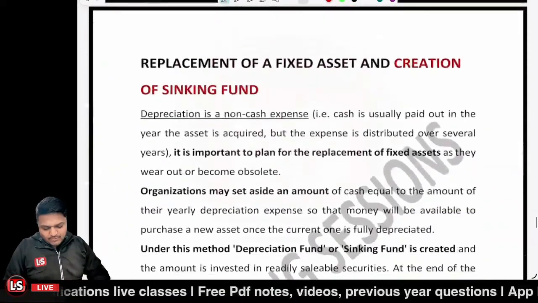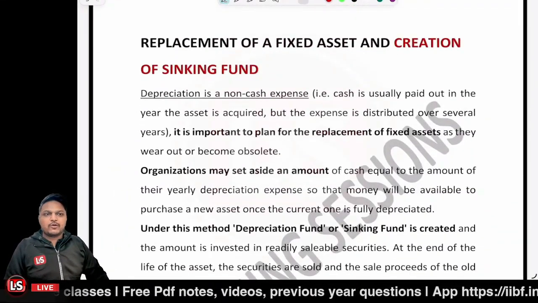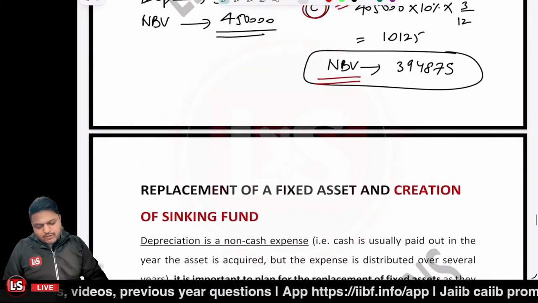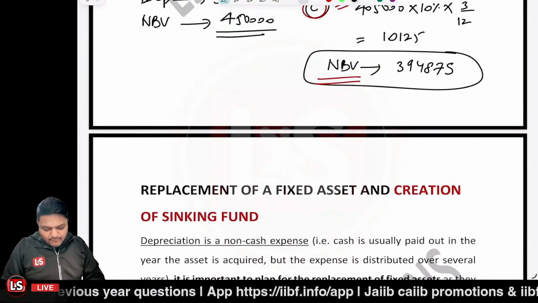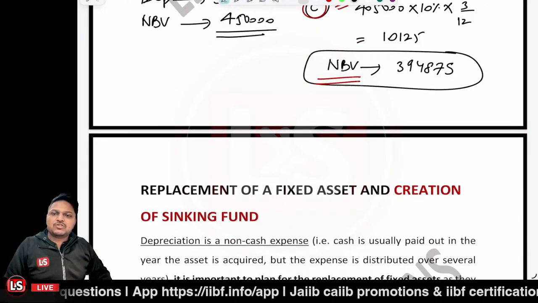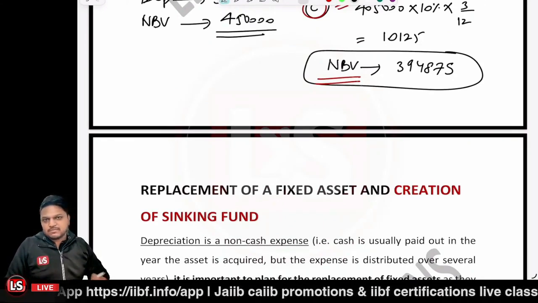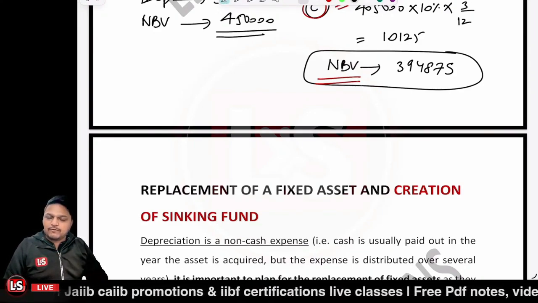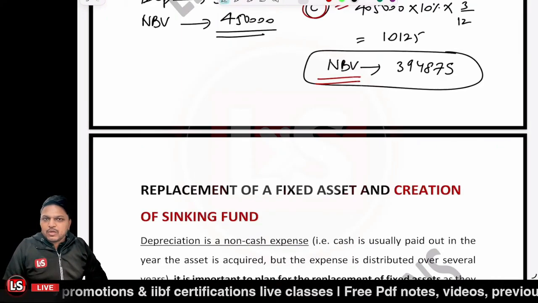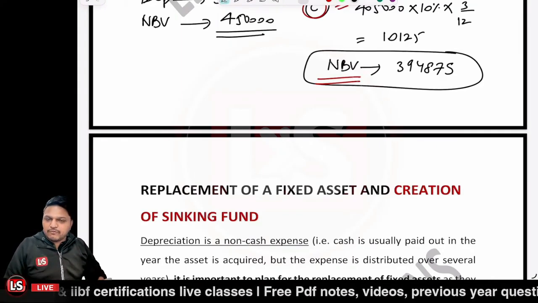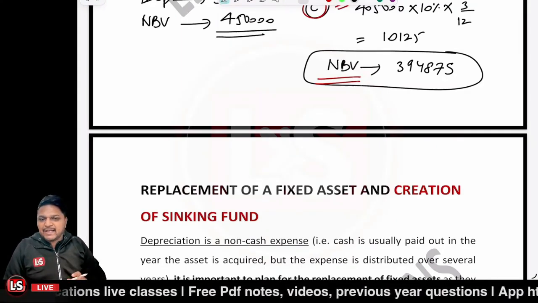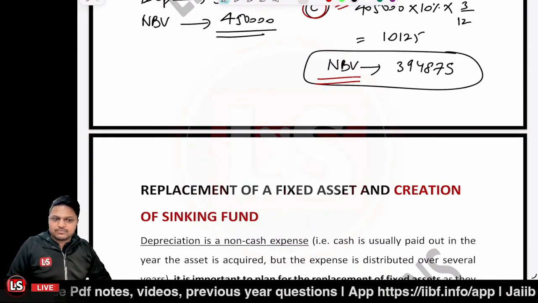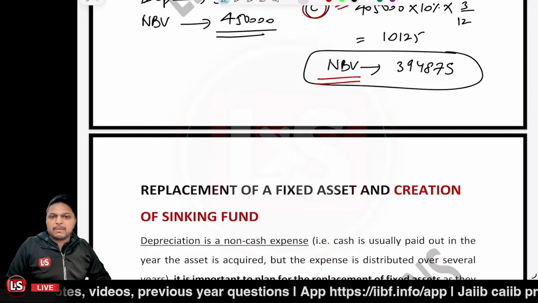Now, let's solve more problems based upon it. But before that, we are going to cover a topic related to the replacement of a fixed asset. I clearly told you about one particular point: first of all, depreciation is a non-cash expense, right? And it is provided because we want to ascertain the true profit for the particular accounting period. We want to have a true picture of our profits, and also we want to set aside some amount so that we can replace the asset in the near future. That's the main purpose of the depreciation, right?